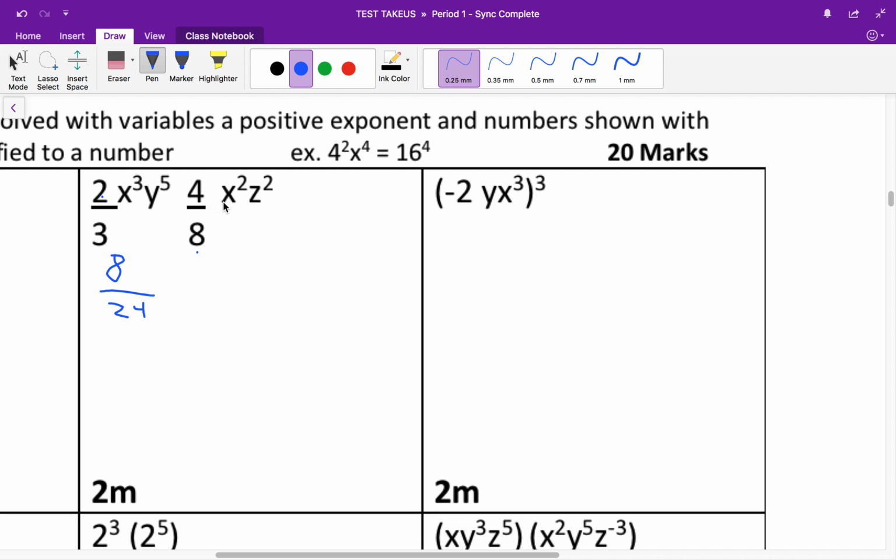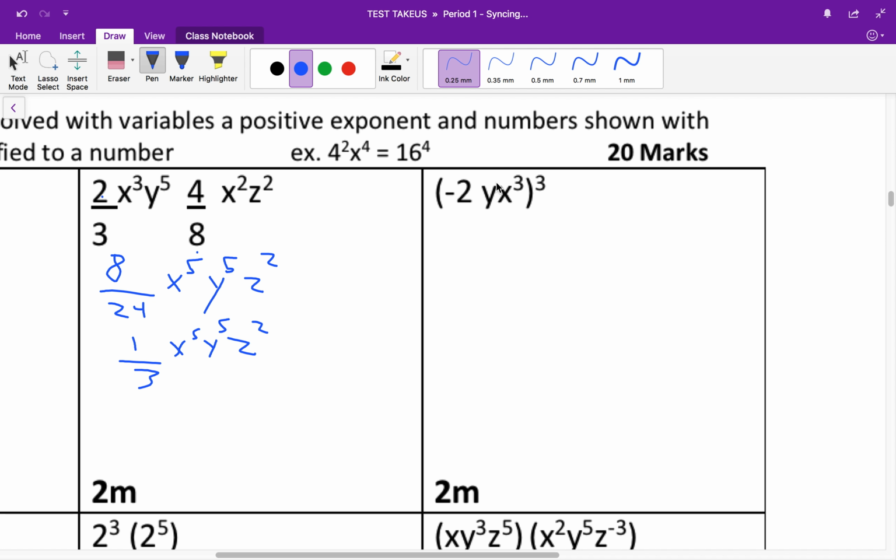x3 times x2. So we're going to add those. Since it's multiplication, we're going to end up with x to the 5. y5, and y and z are different, so they're just going to carry over. z2. And this one can reduce here to 1 over 3 x to the 5, y to the 5, z to the 2. You have to remember, when you multiply, you add.